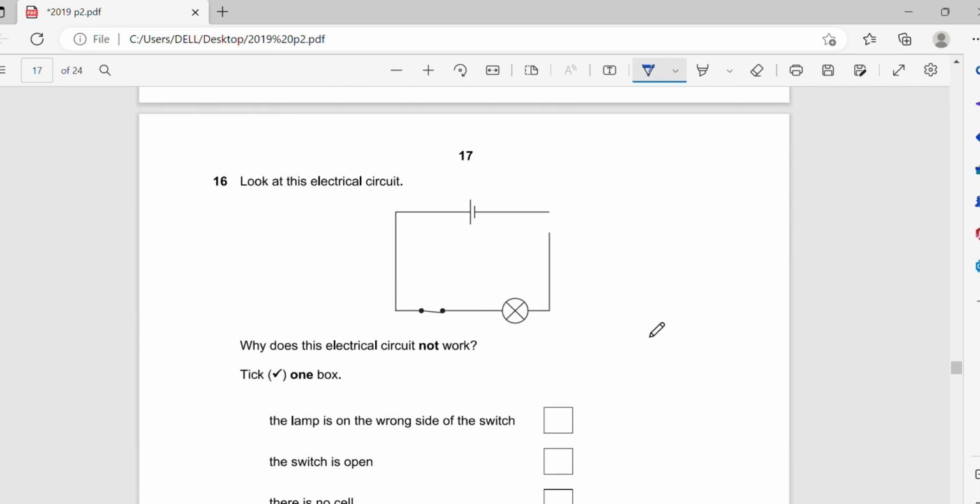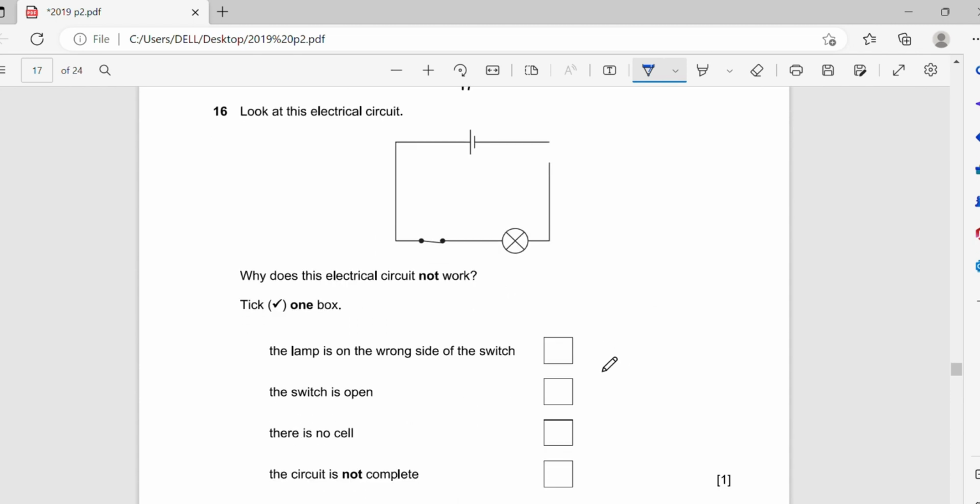Question 16. Look at this electrical circuit. Why does this electrical circuit not work? If we look, we have a cell, a switch, and a lamp, but here it's not a complete circuit. Okay, so it will not work. So the answer here is: the circuit is not complete.